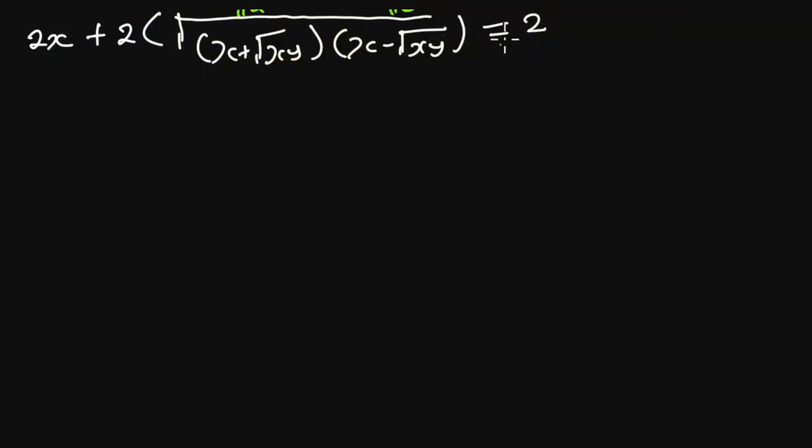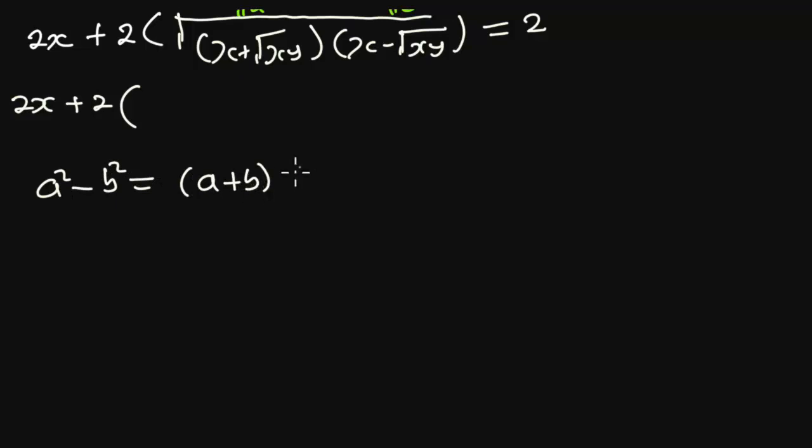And so I've copied it over here. Now we are going to have 2x plus 2 multiplying, and so let's take this. When we have a squared minus b squared, this can be expressed as a plus b multiplying a minus b.